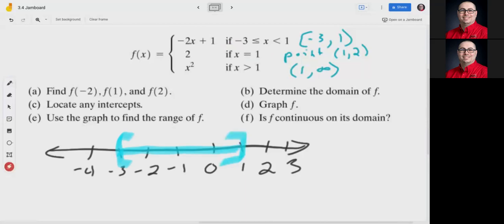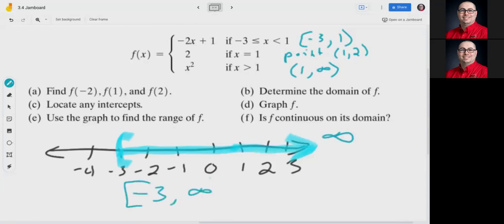We go to the next piece. It's when x is greater than 1. So that means it's going to be all these values greater than 1, heading off towards what? Towards infinity. And so the domain of this function f is going to be from -3, including the -3, to positive infinity. And we always put a parenthesis on infinities. That'll be our domain.